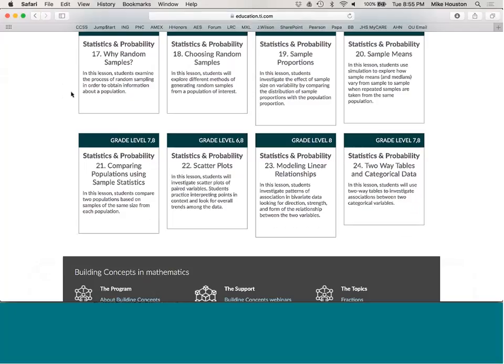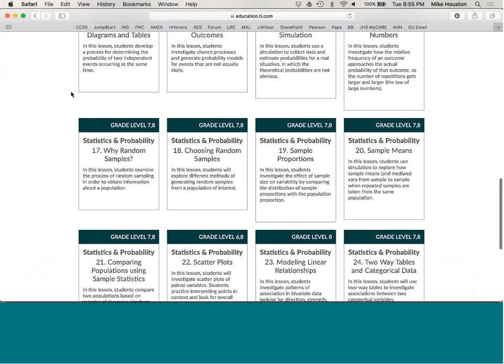We hope you enjoyed the activities that you saw tonight. There are, again, many more that will support statistics and probability in your classroom.